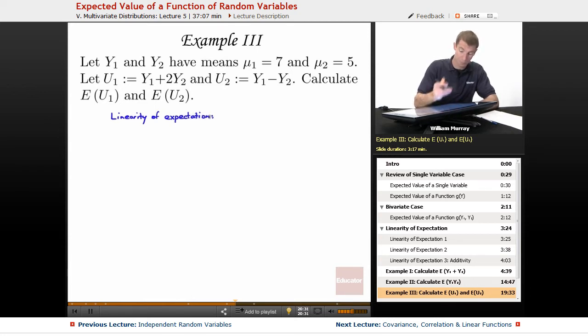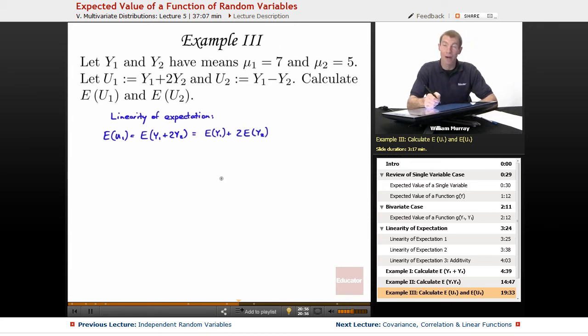And so the expected value of u1 is equal to the expected value, just by definition of u1, of y1 plus 2y2. But then expectation is linear, so we can separate this out into the expected value of y1 plus 2 times the expected value of y2. And so now we can just plug in the means that we've been given.